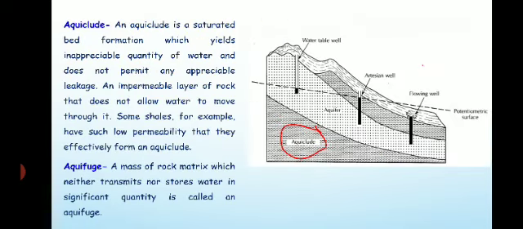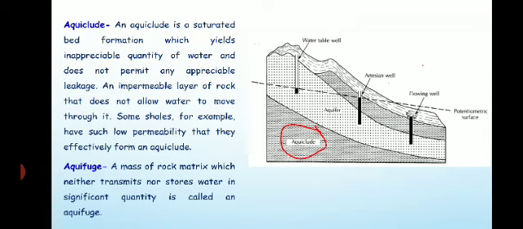But here in an aquiclude, there is a saturated formation, means there is water, which yields inappreciable quantity of water, that is a very small quantity, and it will not permit any appreciable leakage. It will not allow the water to leak downward, so there is no leakage. An impermeable layer of rock that does not allow the water to move through it, that is called an aquiclude. Some types of shale are an example of a sedimentary rock which have such low permeability that they effectively form an aquiclude, means there will be water but there is no leakage.